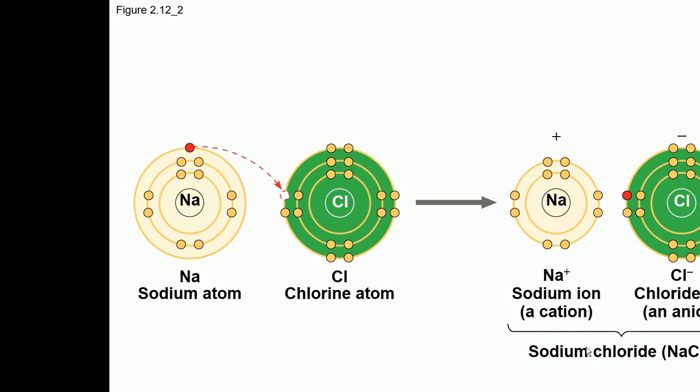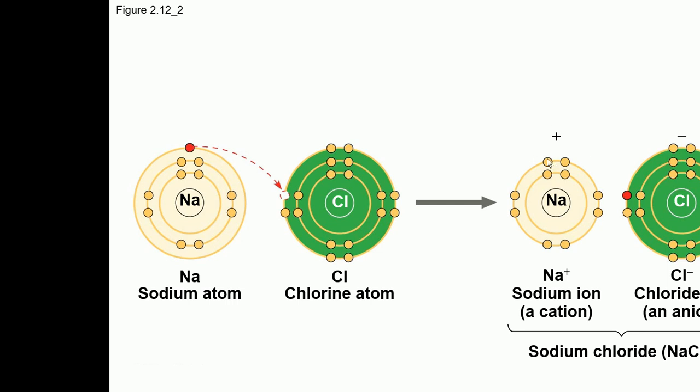But one thing happens: when sodium loses one electron, it gets a positive charge because sodium's nucleus still has 11 protons. And what about chlorine? When chlorine gains one electron, it now has 18 electrons.